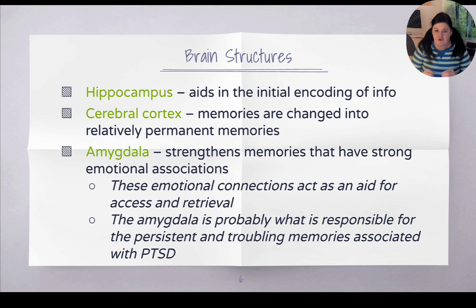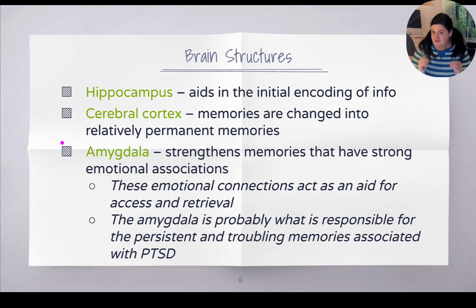Okay, and then our cerebral cortex is where our memories are changed into relatively permanent ones, okay? Our cerebral cortex is where the long-term memory gets cemented, okay? They're processed and then they're sorted to different places.